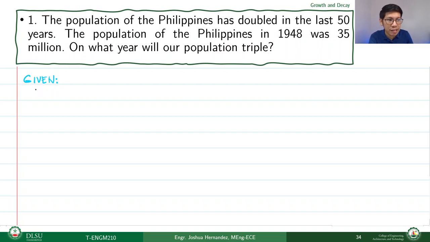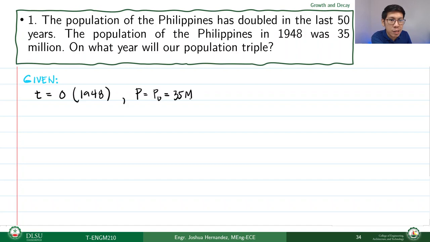Okay. So if we'll choose 1948 as our reference, so let T be equal to initially, 0. Ito yung 1948. So, noong 1948 daw, ang population ng Pilipinas, P is equal to P naught, initial population. Binigyan naman yun ng value, that's 35 million. Tama.